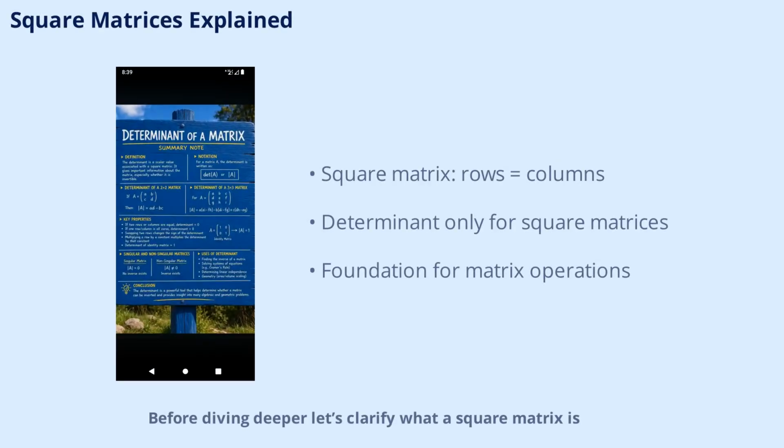Before diving deeper, let's clarify what a square matrix is. A square matrix is simply a matrix with the same number of rows and columns. For example, a 2 times 2 or 3 times 3 matrix. Determinants are only defined for these types of matrices. This restriction is important because the properties and calculations we'll discuss only apply to square matrices. Understanding this foundation will help you grasp why determinants are so closely tied to invertibility and other matrix operations.